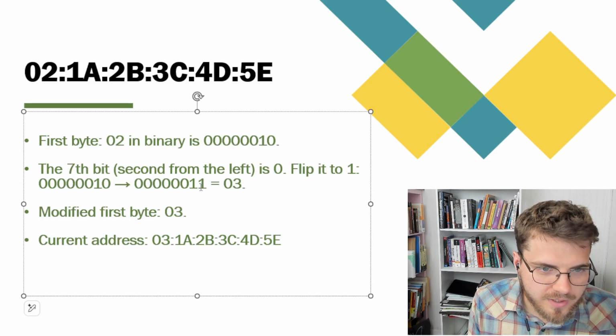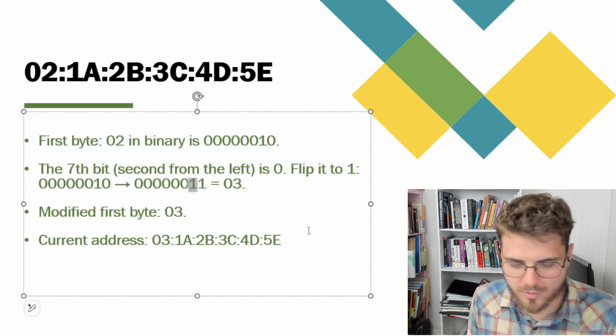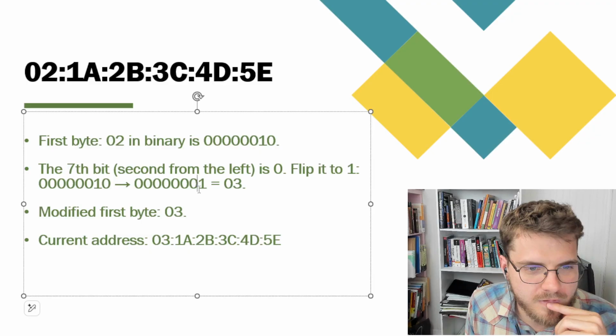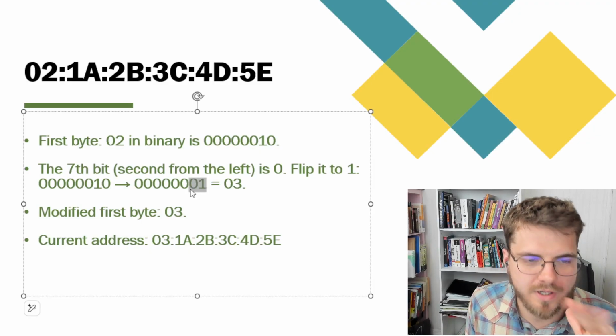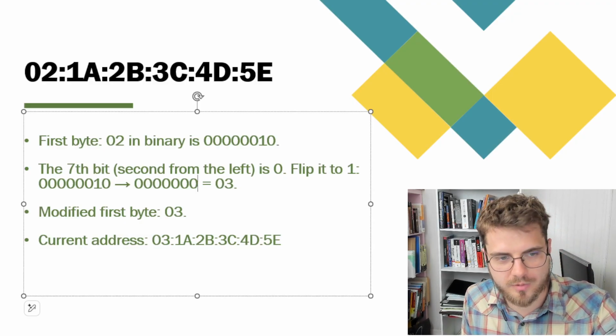So, did I write this wrong? Second from the left is 0. Somehow I did this completely wrong, because that is definitely not right. We should flip this one then. I might have written this wrong. I don't know why that's there. Okay, we're going to do this correctly, whether or not I wrote it correctly.